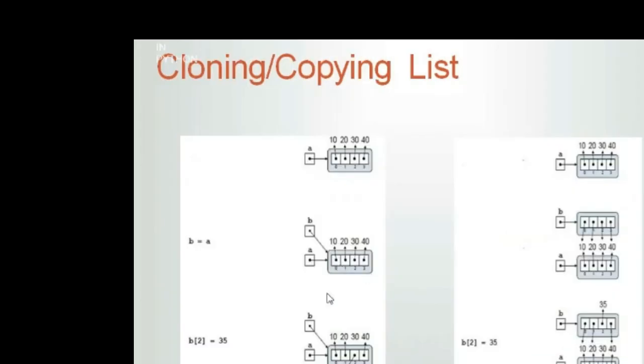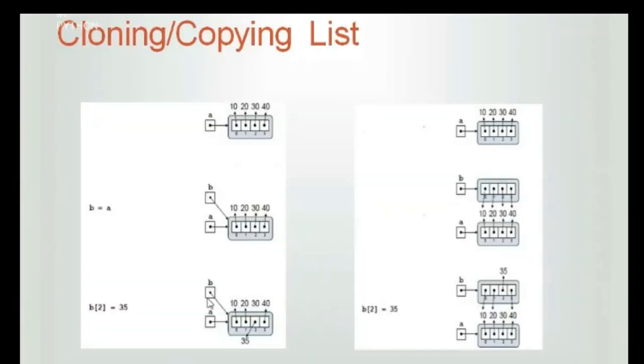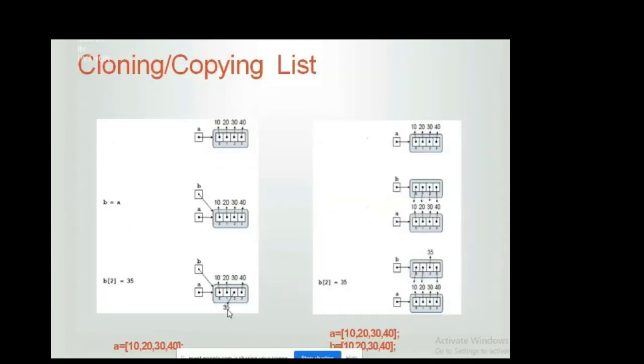If I fetch or process any value using B, that will be reflected in A also. Now, if I make B of 2 equal to 35, this is the 0th position, first position, second position is 30. It's having the value 30. That will be converted into 35. I told you a list is mutable, so we can make changes in place. Here it's been modified as 35. Now when I print A, I'm getting the answer as 10, 20, 35, 40.